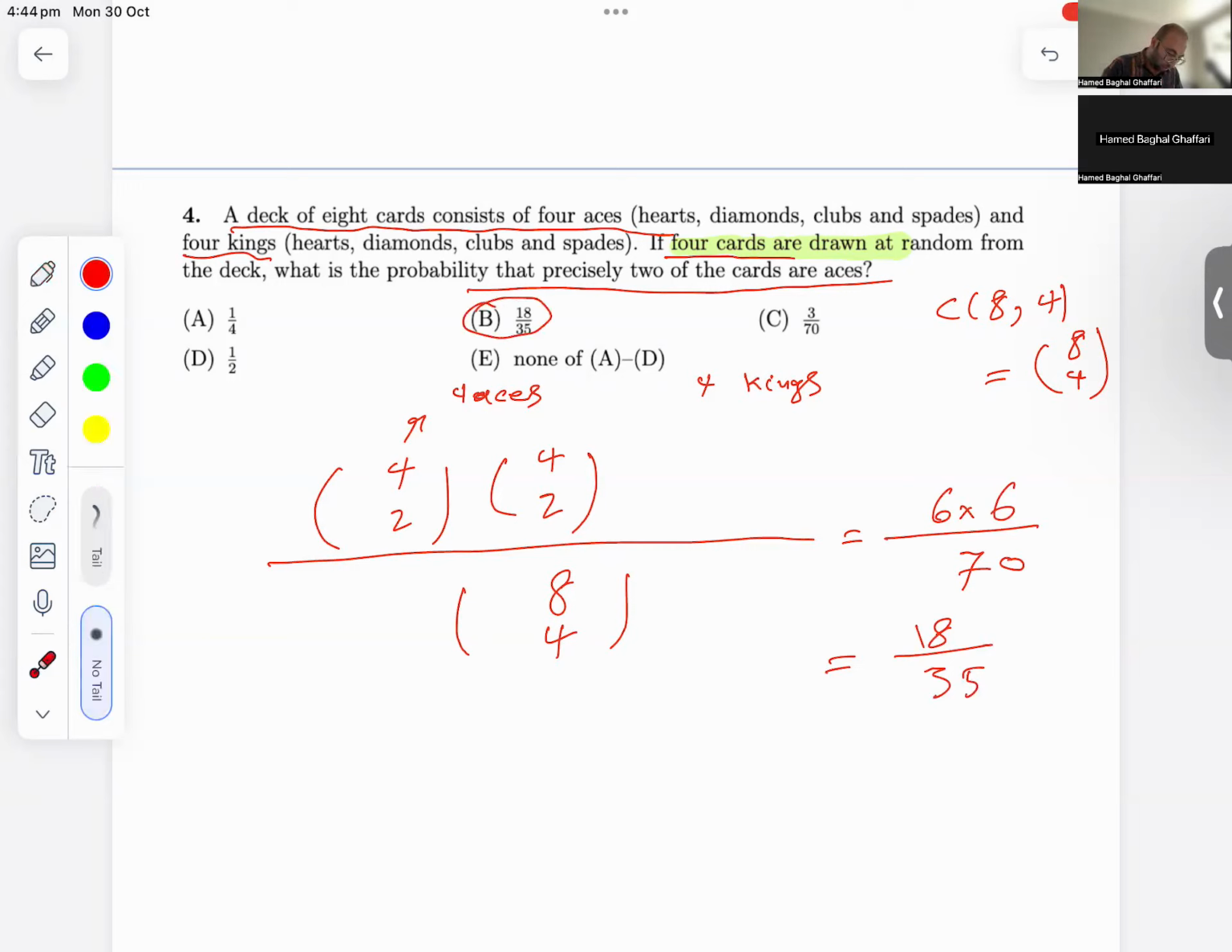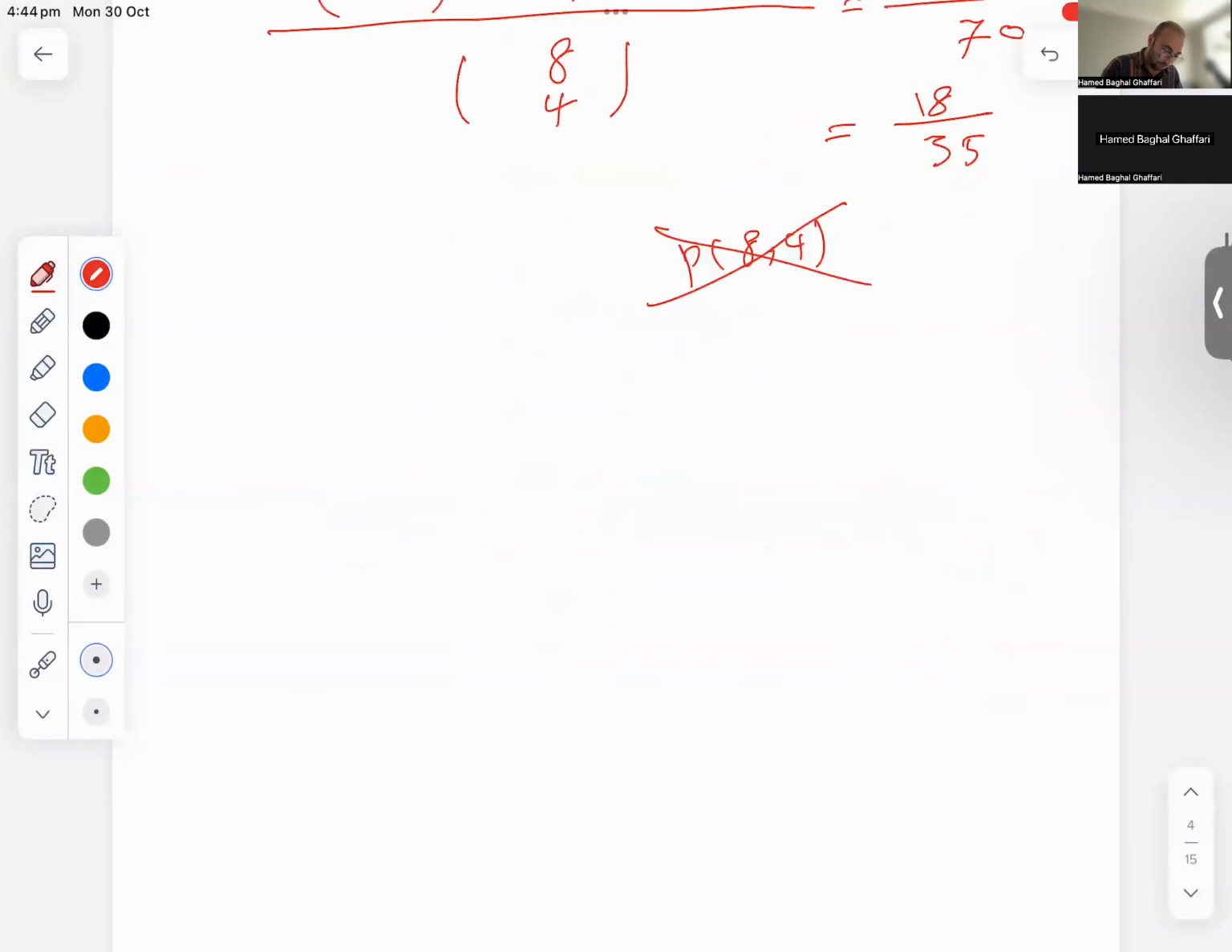So drawing a card is C(8,4). So it's not P(8,4) definitely. All right, question 5.